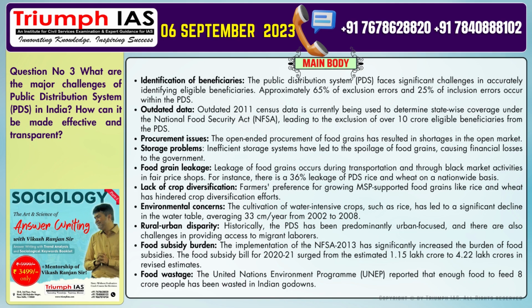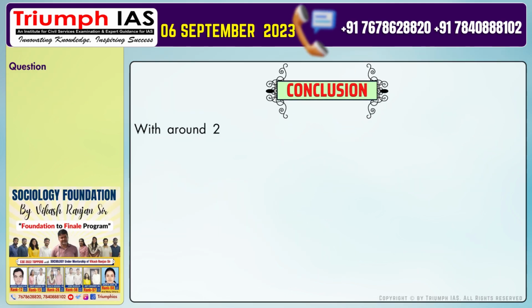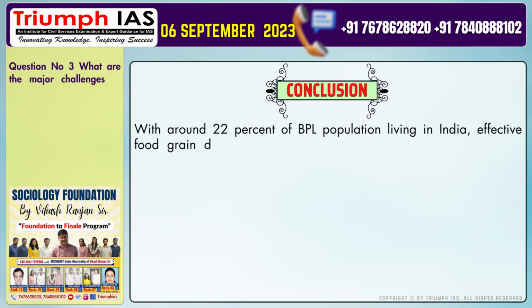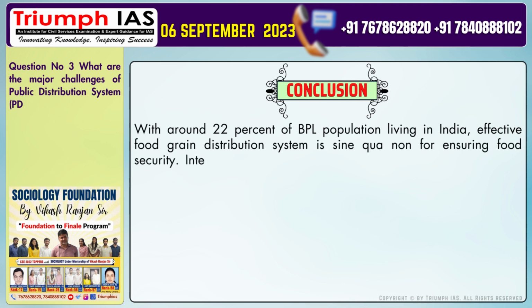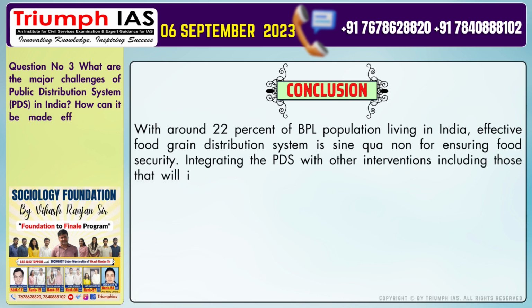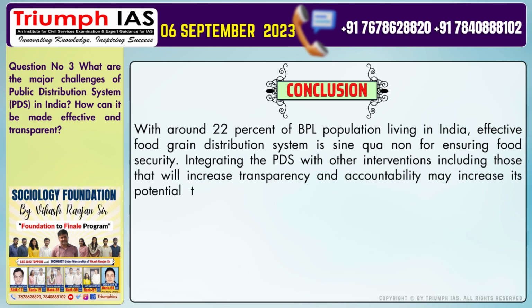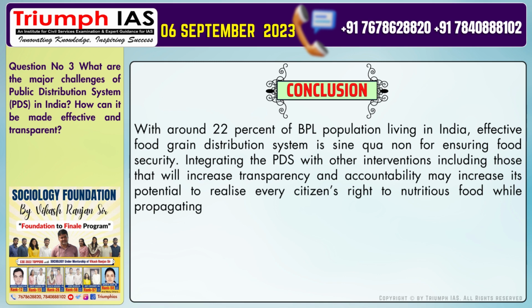Conclusion of the answer: with around 22% of the BPL population living in India, an effective food grain distribution system is sine qua non for ensuring food security. Integrating the PDS with other interventions, including those that will increase transparency and accountability, may increase its potential to realize every citizen's right to nutritious food while propagating good health.